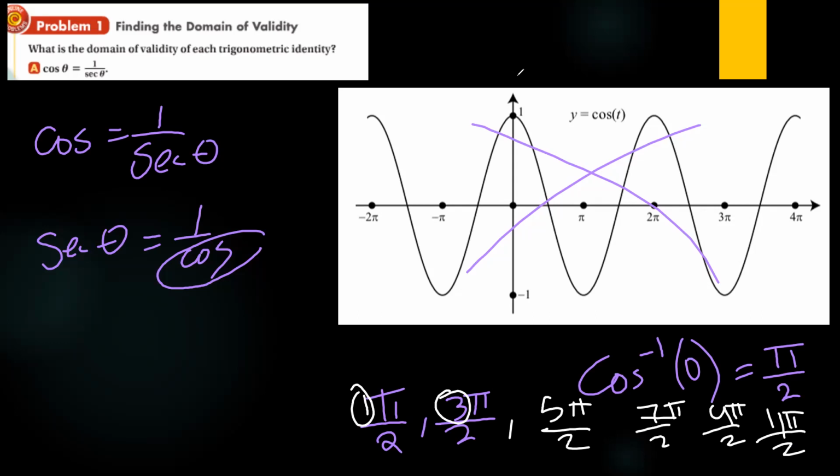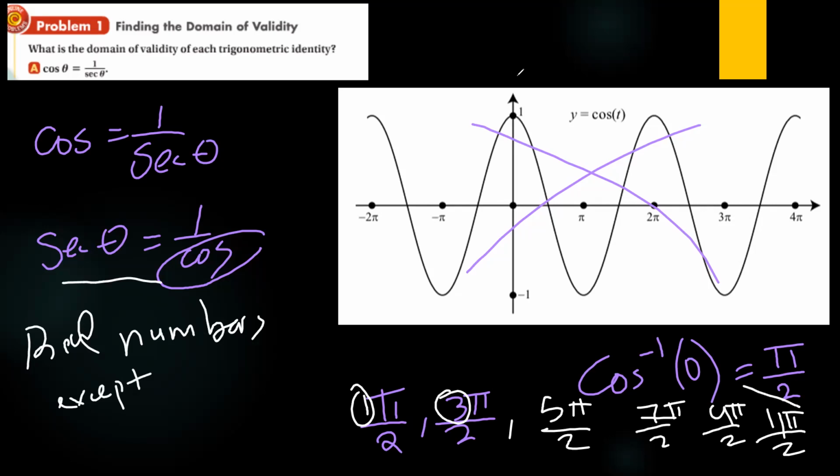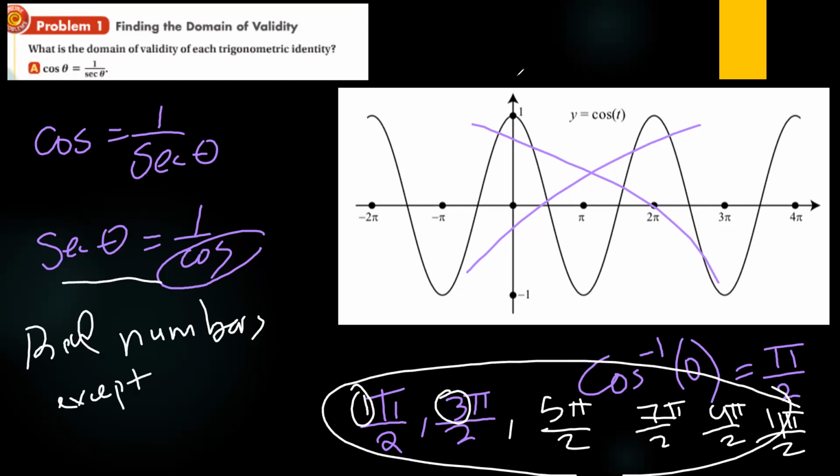From my knowledge from the table that I have, I know that pi over 2 and 3 pi over 2 are 0. So I can continue. What I have to do here is say that the domain will be all the real numbers except these values. I will not write all of them. I will write except odd multiples of pi over 2, or you can say except n times pi over 2, where n is odd.